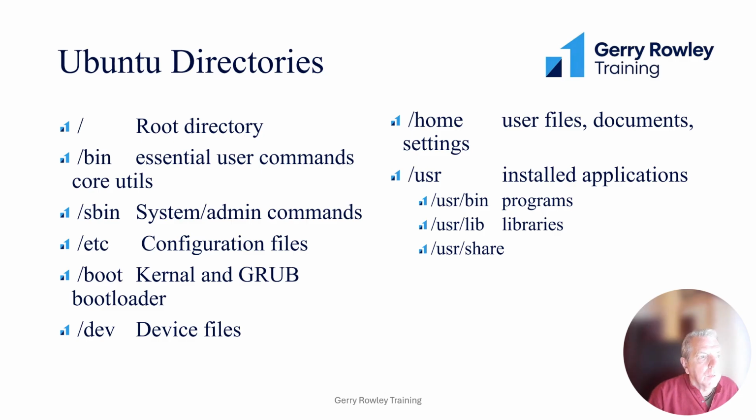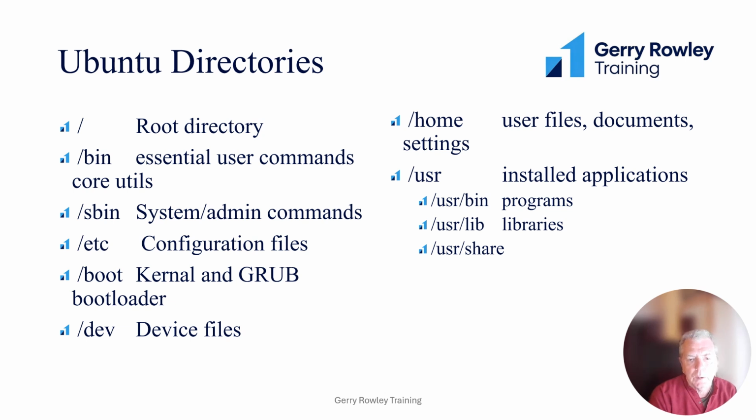So, a quick look at the default directory system that Ubuntu installs when it installs itself. There's a root directory. The bin directory contains the core utilities, which we will be playing with at the minute. You will have access to those from the terminal. There's an sbin, which has the admin commands. The etc directory contains the configuration files. Later on in your Ubuntu journey, you may change configurations, but I'm just playing with the default versions at the minute. The boot directory contains the kernel and the grub.